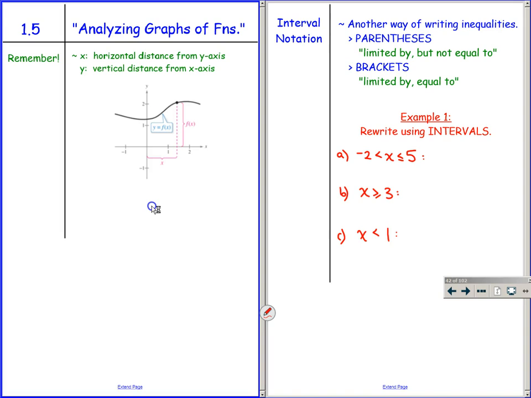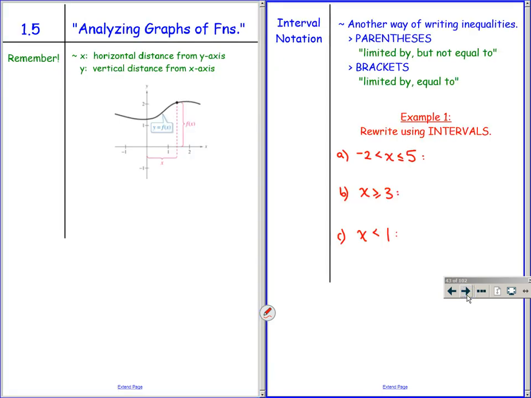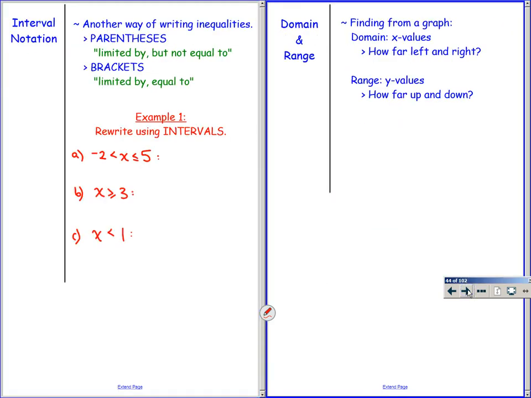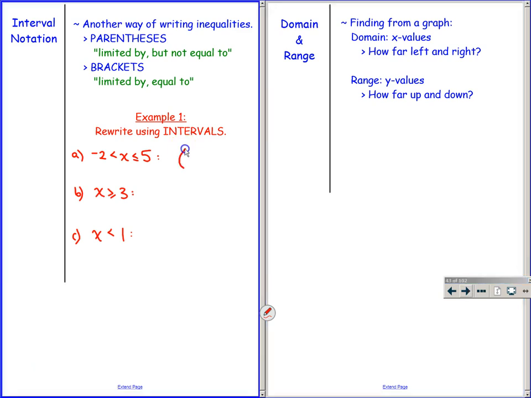So interval notation. Should U be used to inequalities? Yes. But intervals may be a little bit different. When you see up here parentheses versus brackets, parentheses mean not equal to, limited by, bounded by, but not equal to. I could rewrite this to be -2 to 5.